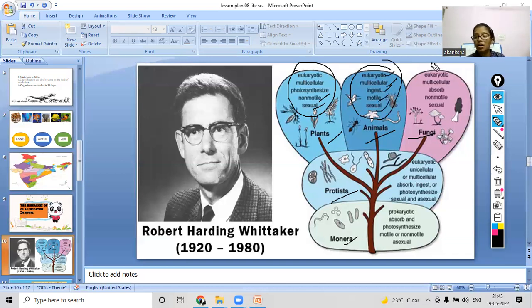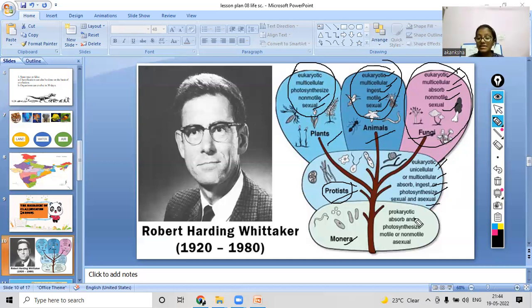reproduce. Now, what about the fungi? What type of organism is fungi? Eukaryotic, multicellular. They absorb food, and they are non-motile. They don't move from one place to another, and they are also sexually reproducing. Now, coming on to the Protista classification. What are the specific features of it? It is eukaryotic, unicellular. It can be multicellular also, and it absorbs or ingests. And photosynthesize, meaning some plants are also there in Protista, and they reproduce both sexually and asexually.